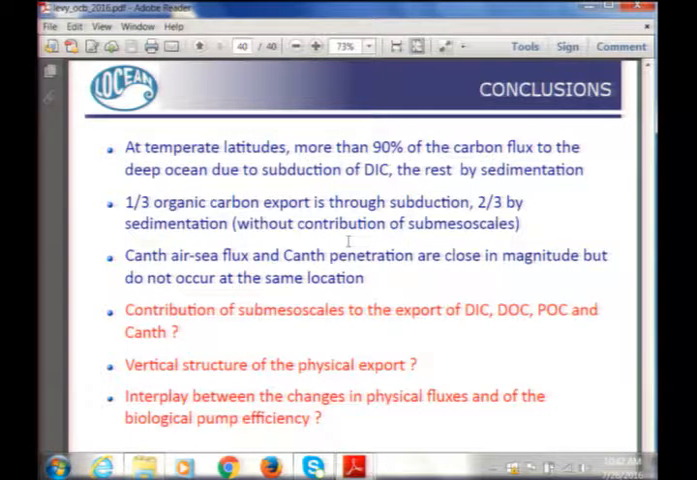And also what we don't know is the interplay between the changes in the physical fluxes and the changes in the efficiency of the biological pump, the changes in the circulation, and all of these have to be accounted for together if we want to have a full understanding of the carbon fluxes in the ocean and how they're going to evolve with time. Thank you very much.